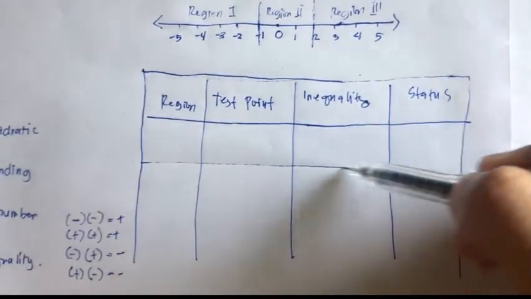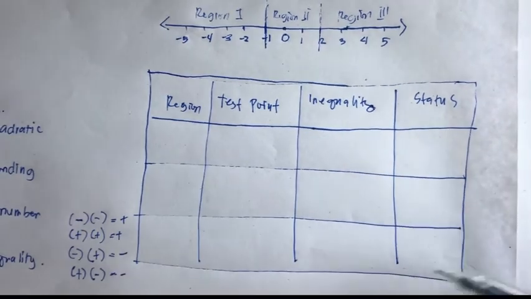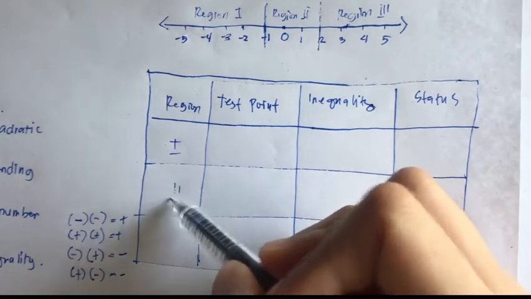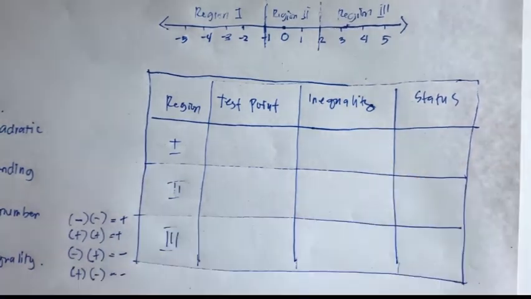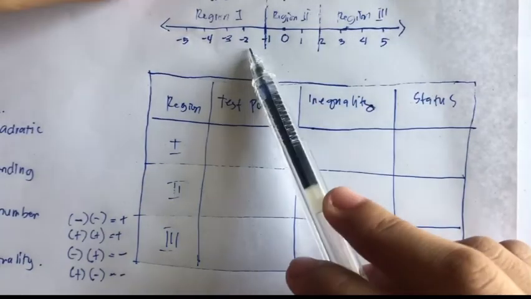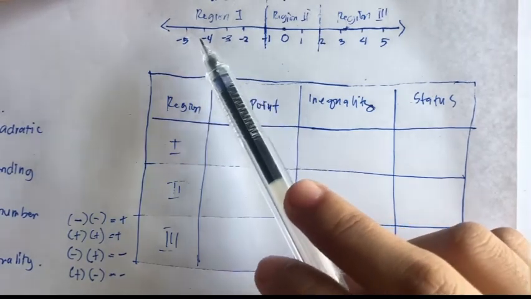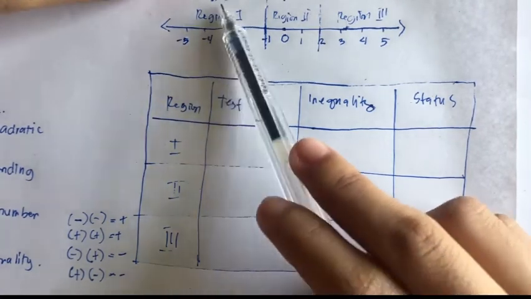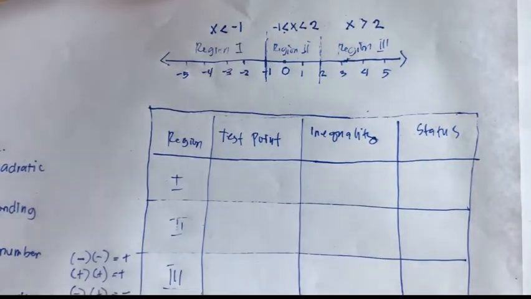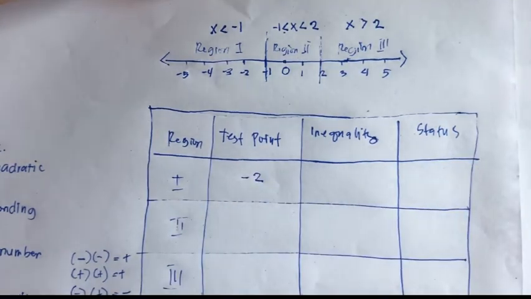We have 3 regions, so we divide it into 3. What are those regions? Region 1, region 2, and region 3. So for the test points in region 1, we could have these integers or values, negative 2, negative 3, negative 4, negative 5, and so on, since it is indicated here that x is less than negative 1. So we'll use negative 2 to make it easier to solve.